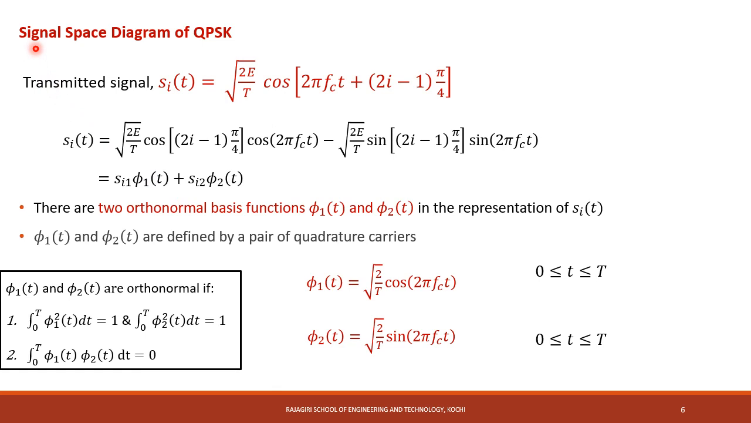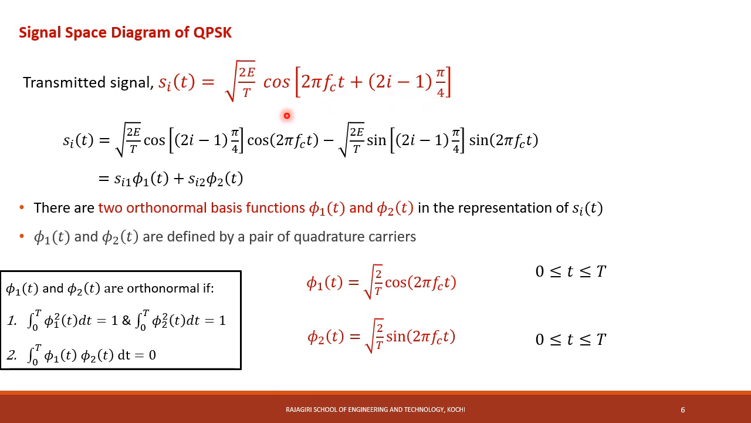Now we look at the signal space diagram or constellation of QPSK. In order to obtain the signal space diagram, we need to represent the transmitted signal si of t as points in an n-dimensional space. These points are known as message points. For that, we first need to find the basis function corresponding to the transmitted signal. We know that in QPSK, the transmitted signal is defined as si of t is equal to root 2E by T cos of 2 pi fct plus (2i minus 1) into pi by 4.